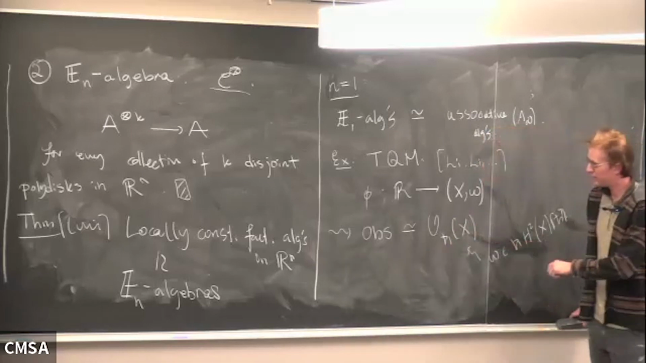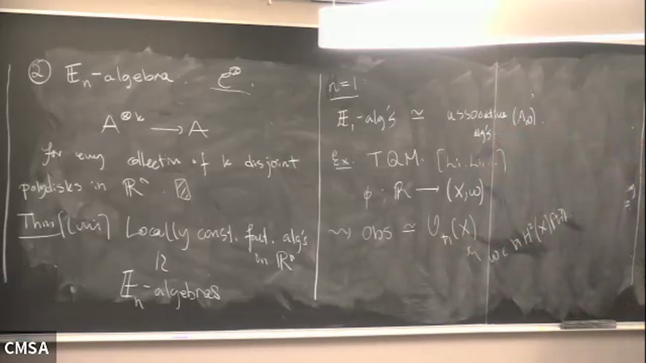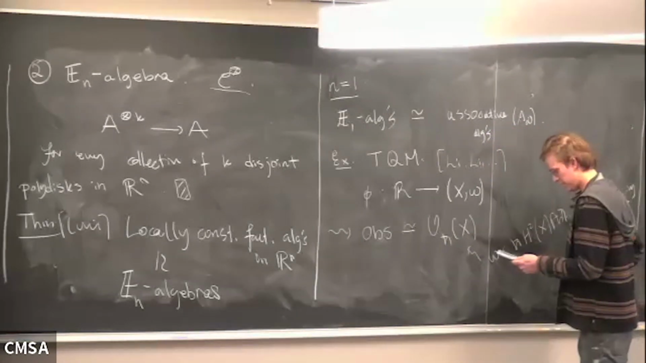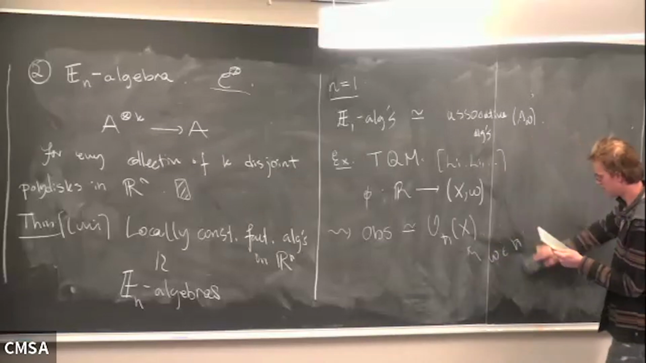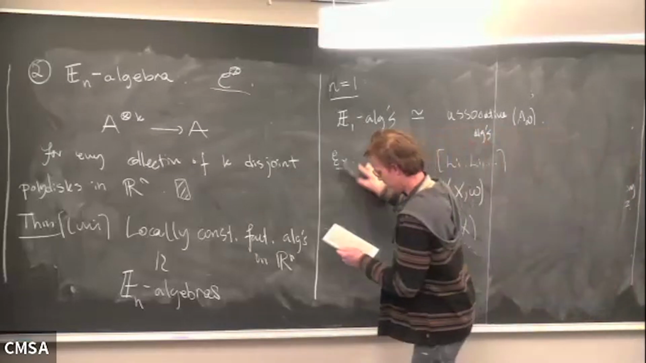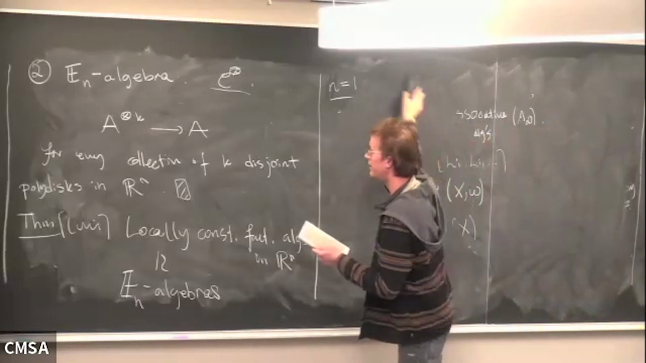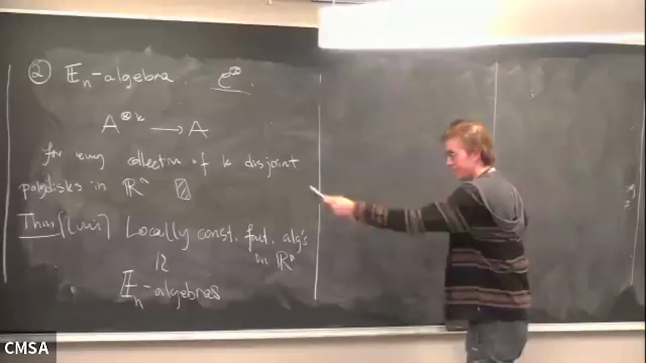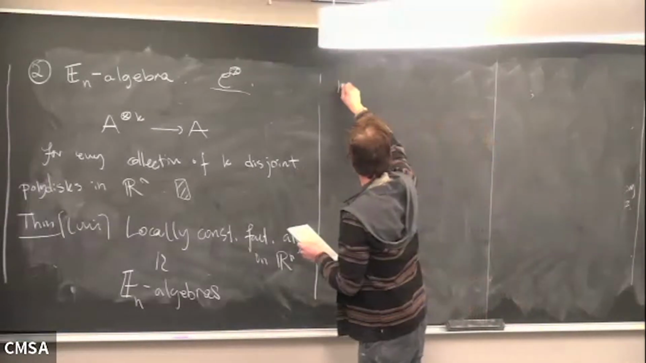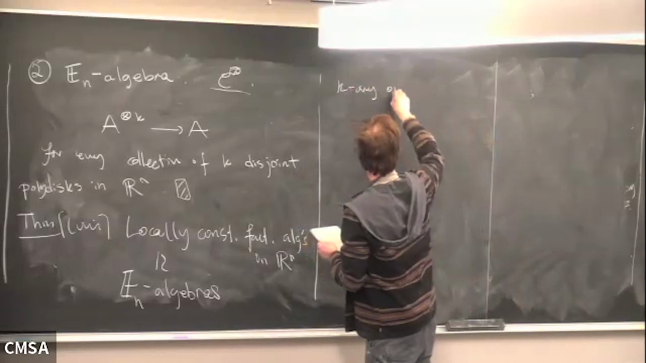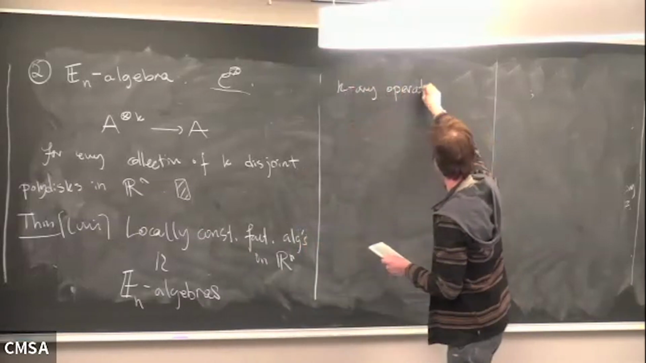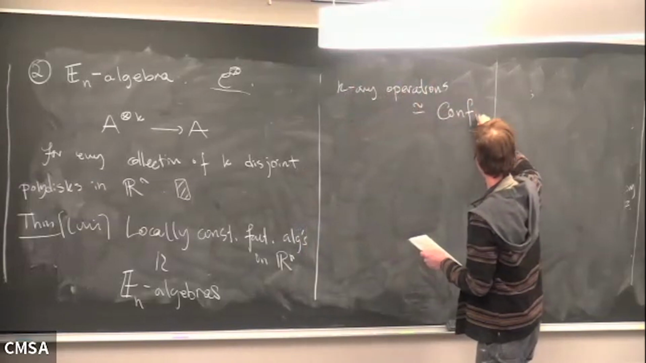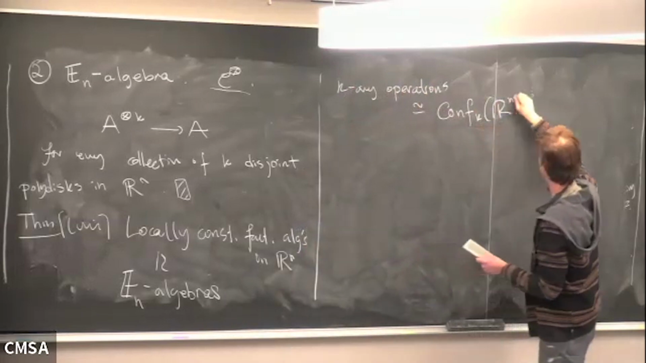Okay, so more generally, as I said before, I'm going to leave this definition up for a minute. The k-ary operations in a general E_n algebra are parametrized exactly by the configuration space of k points in R^n.